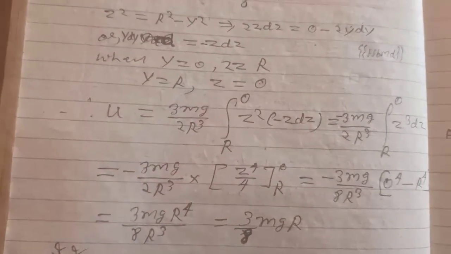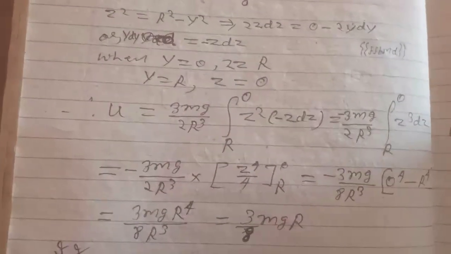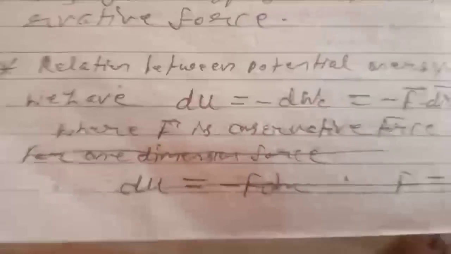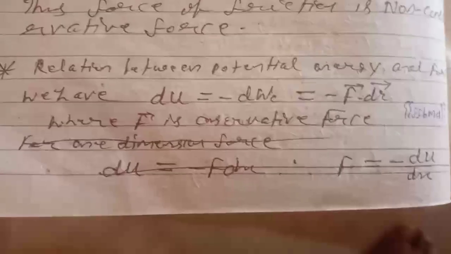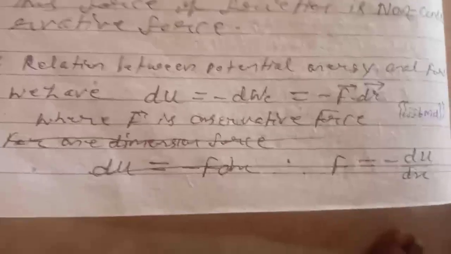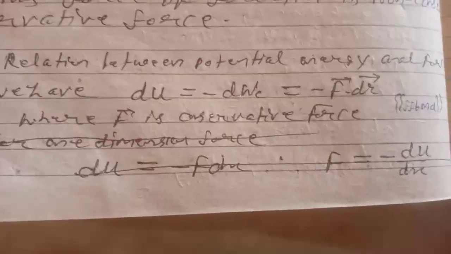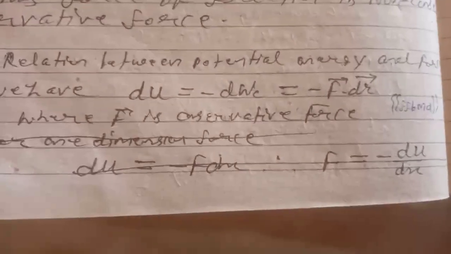Next, the relation between potential energy and conservative force. We have du equals minus dWc, that is, the change in potential energy equals the negative of the work done by the conservative force, equals F vector dot dr vector. F vector is the conservative force.